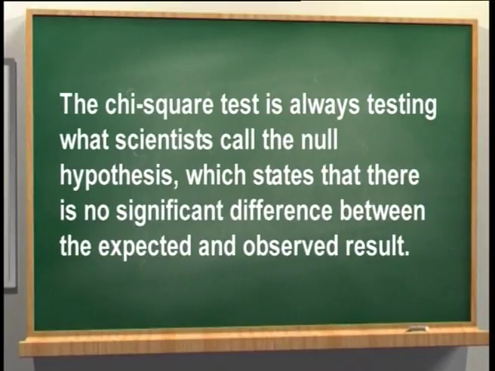observed and expected. This chi-square test is always testing what scientists call the null hypothesis, which states that there is no significant difference between the expected and observed result. A non-parametric test like chi-square is a rough estimate of confidence. It accepts weaker, less accurate data as input than parametric tests like t-test and analysis of variance.